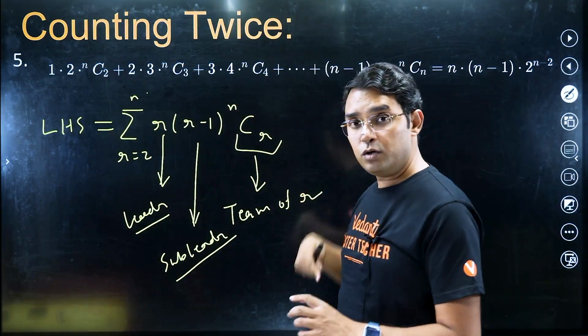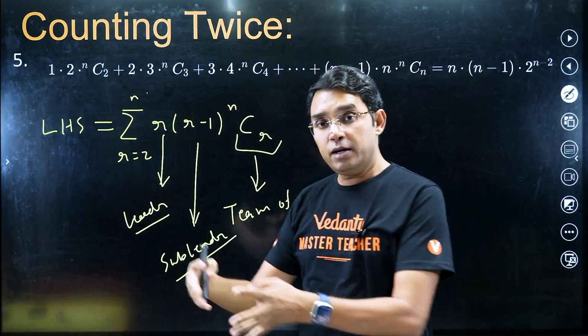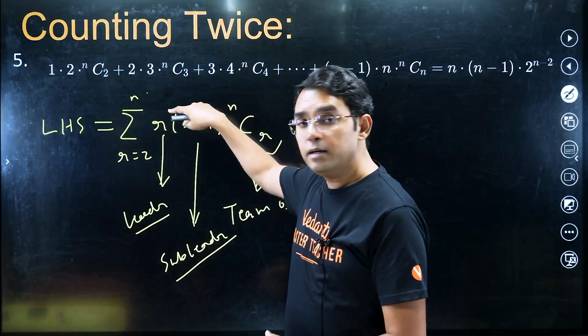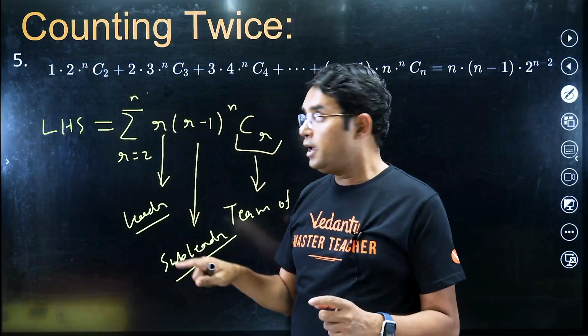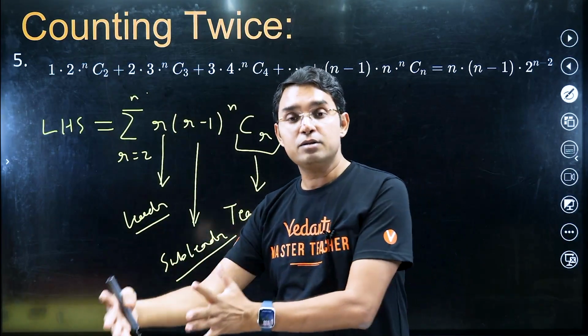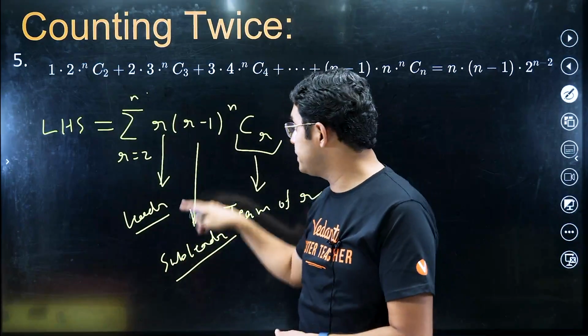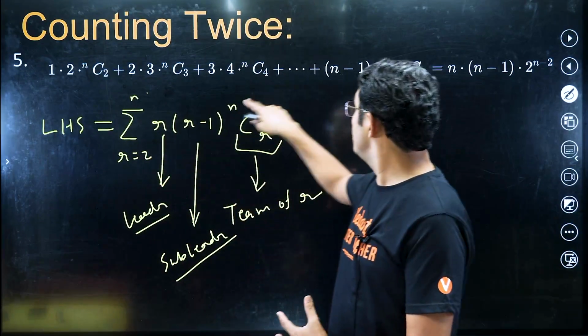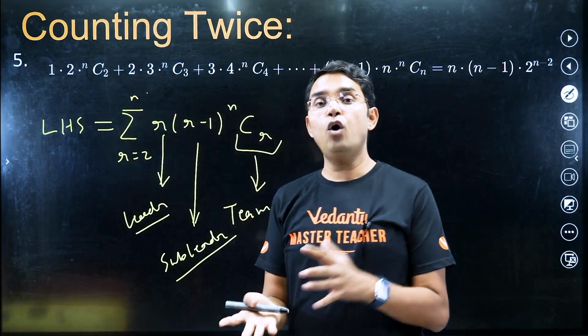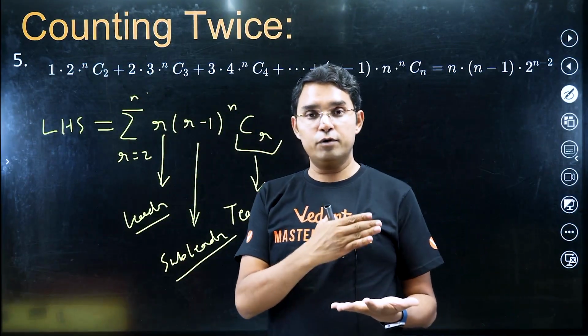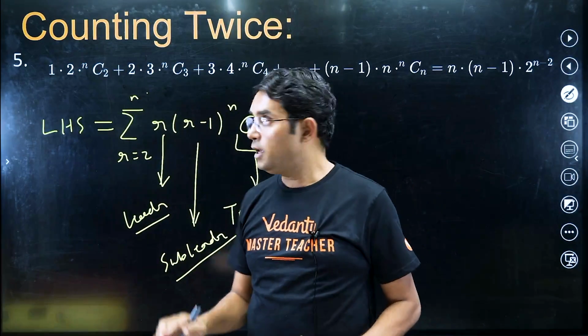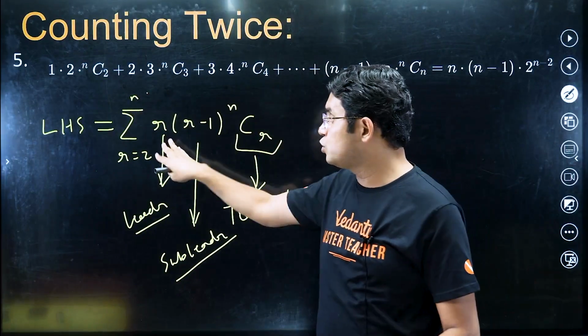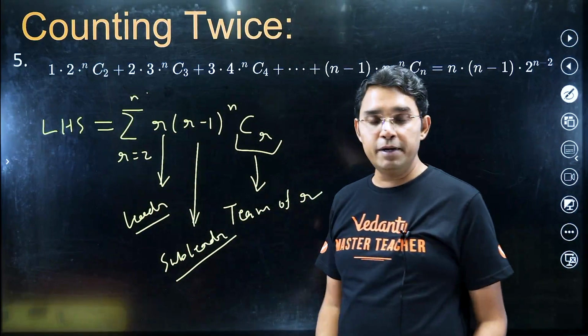So nCr to choose r students out of n. Then from those selected r students, make one a captain in r ways, and make another student sub leader or vice captain in r minus 1 ways. If you do the summation from r equal to 2 to n, it will add all possible teams of size 2, 3, up to n. Here a team of 1 is not possible, because one person cannot be made both leader and sub leader.